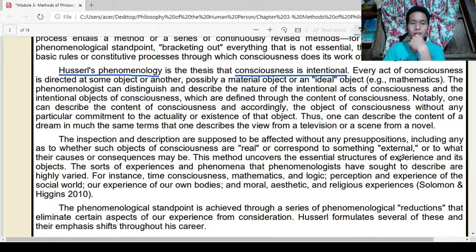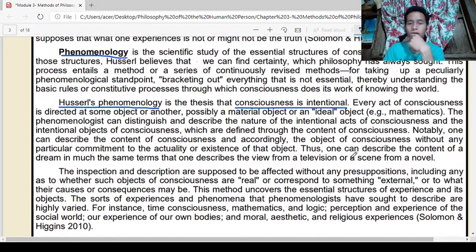Every act of consciousness is directed at some object or another, possibly a material object or an ideal object, for example, mathematics. The phenomenologists can distinguish and describe the nature of intentional acts of consciousness and the intentional objects of consciousness, which are defined through the content of consciousness. Notably, one can describe the content of consciousness and accordingly the object of consciousness without any particular commitment to the actuality or existence of that object.